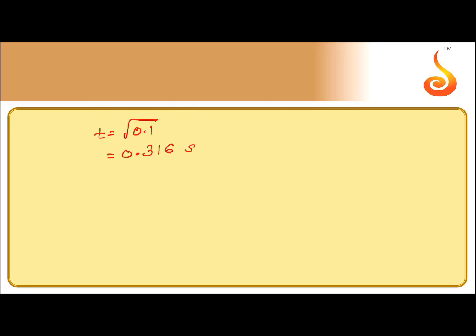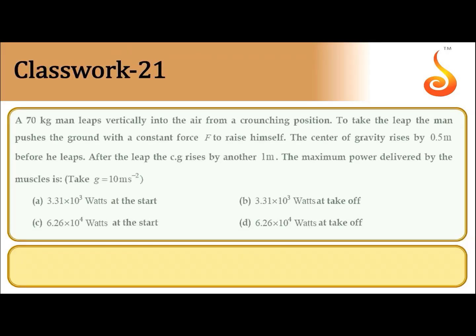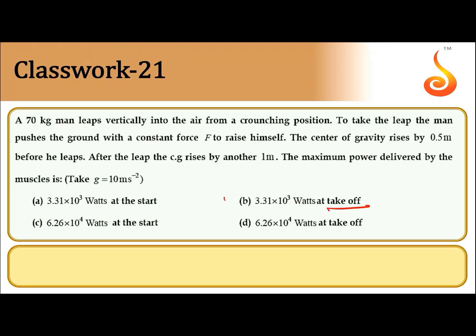So upon simplification, we get power dissipated as work done divided by time. Work done is 1050 divided by the time taken, 0.316, and it reduces to 3.3 into 10 to the power of 3. So during the takeoff, the power dissipated is 3.3 into 10 to the power of 3 joules per second, that is watts. So during takeoff, this is 3.3 into 10 to the power of 3 watts.